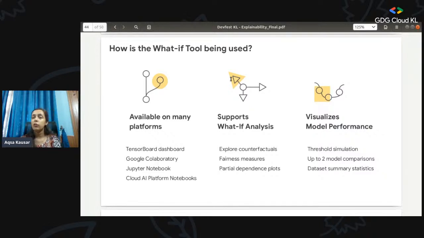It can also be integrated with Google Colabs. You can import the What-If Tool in your Google Colabs. You can use it in Jupyter notebooks. You can use it in Cloud AI Platform notebooks. The What-If analysis can be used to compare two models on an instance data point, to see how the two models are performing on a single data input and why they are making different predictions. You can use it to judge bias, to judge imbalance in your data set, and for threshold simulations of how the model will perform if you change thresholds, right?